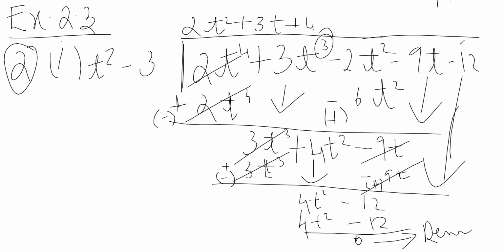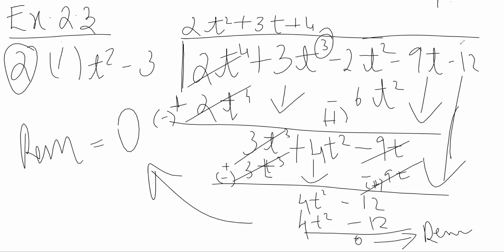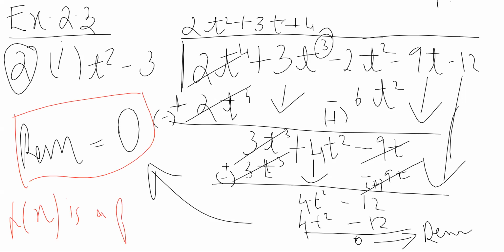If you observe in this problem, the remainder is equal to 0. Since the remainder is 0, 2t to the power 4 plus 3t cube minus 2t square minus 9t minus 12 is a factor of t square minus 3. So p of x in this problem is a factor of g of x. Okay.